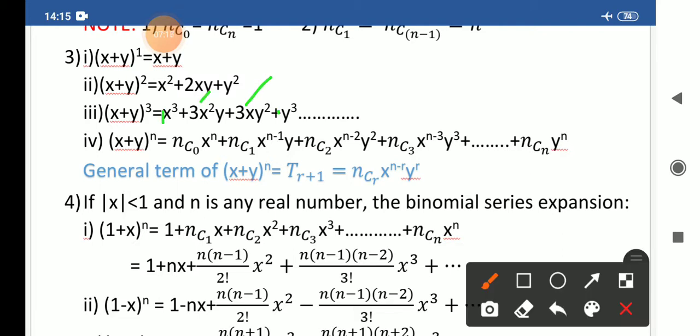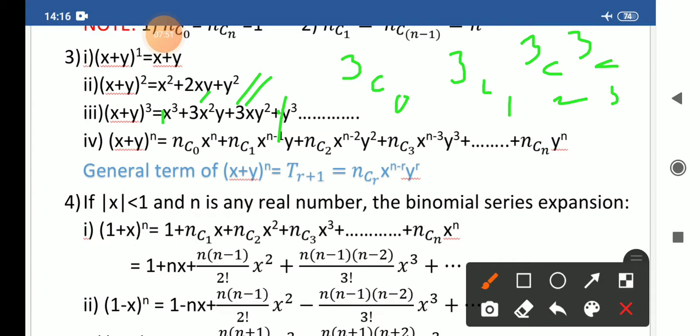These are nothing but 3C0. The first coefficient is 3C0, that is equal to 1. The next coefficient is 3C1, that is equal to 3. The next coefficient is 3C2. 3C2 is nothing but 3C1, since nC1 is equal to n. So 3C2 is equal to 3C1, that is equal to 3. So the next coefficient is 3. The last one is 3C3. nCn is equal to 1, so 3C3 is equal to 1. So the last coefficient is 1.